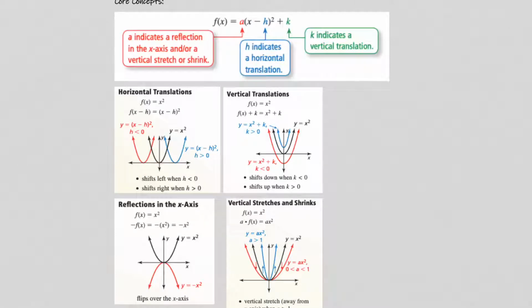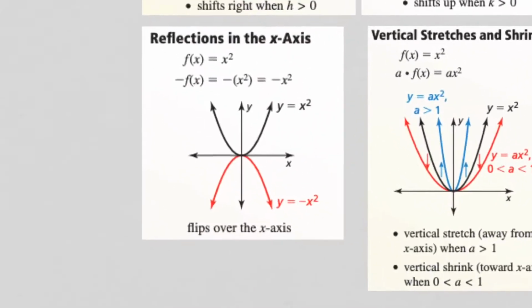Okay, these are the second part of the notes for the quadratic transformations. So we talked about translations, which would be adding and subtracting to the equation. If it's grouped with x, we move left and right. If it's just tacked on to the end or the front, it moves us up and down. But now we're going to talk about reflections.